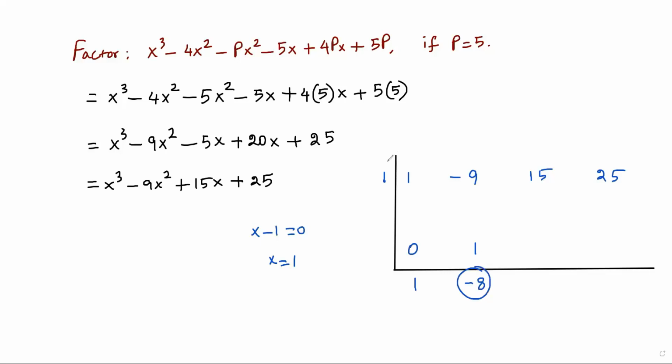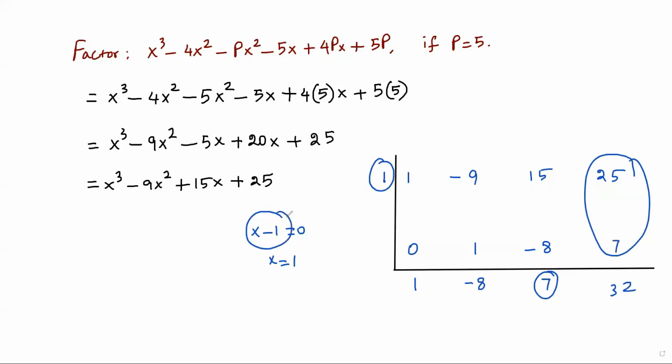Now, we have to multiply this negative 8 and 1. I'll be getting negative 8 times 1 is negative 8. Now, I have to add them. So, I'll be getting positive 7. Now, I have to multiply this 7 and 1. 7 times 1 is 7. When I add them, I'm getting 32.